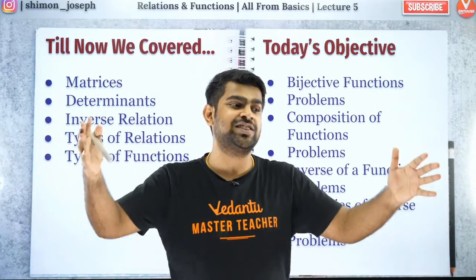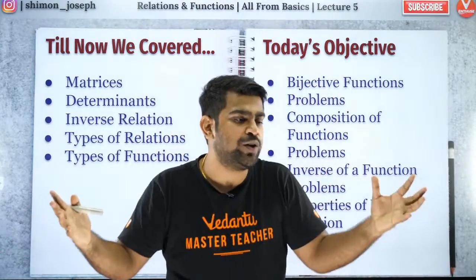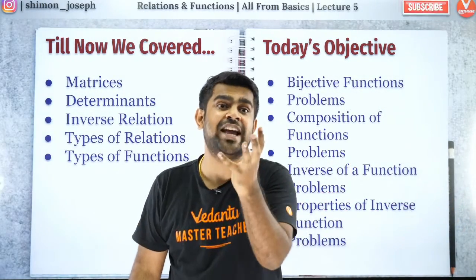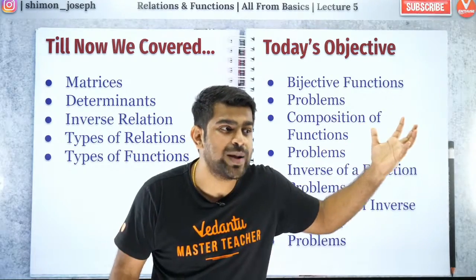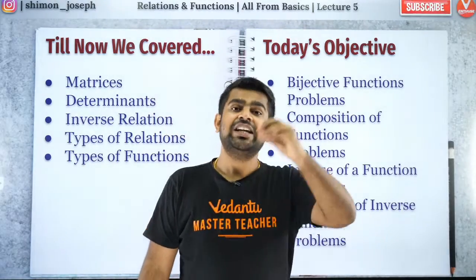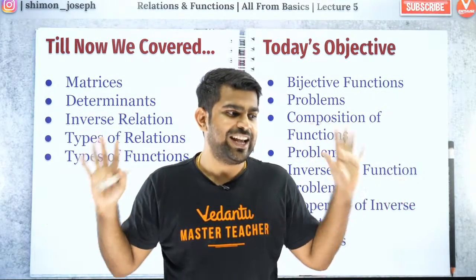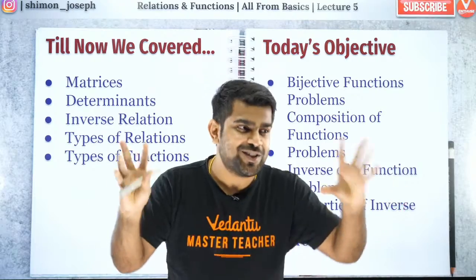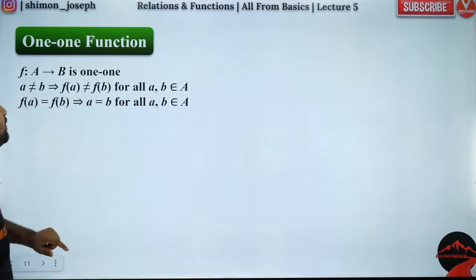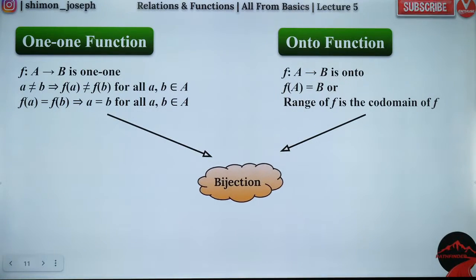Now injection plus surjection put together is called bijection. So what are bijective functions? Bijective functions are nothing but one-to-one and onto. The example which I gave you yesterday, the homework question, is a bijection. Are you all clear with it? So bijections are nothing but your one-to-one function and your onto function put together.